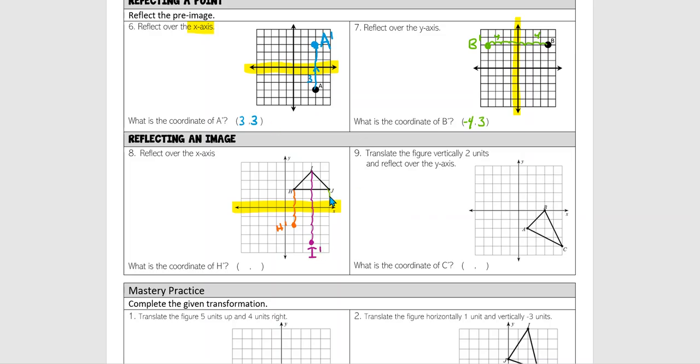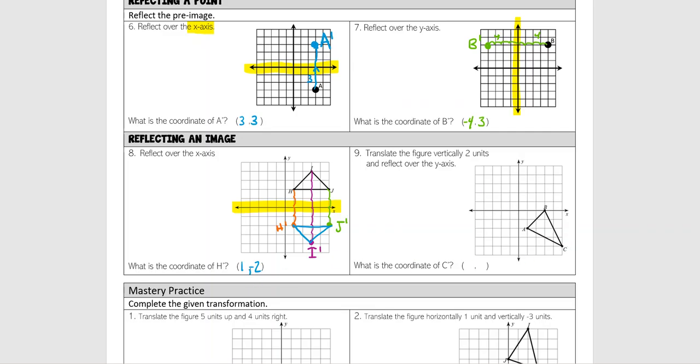And then if we do J, we have 1, 2 units. So we go 2 units past. And we have J prime. And if we connect our dots here, we see that we have that same triangle. It's just been flipped around. In this case, the coordinates of H prime are 1 to the right and 2 down. So that's (+1, -2).